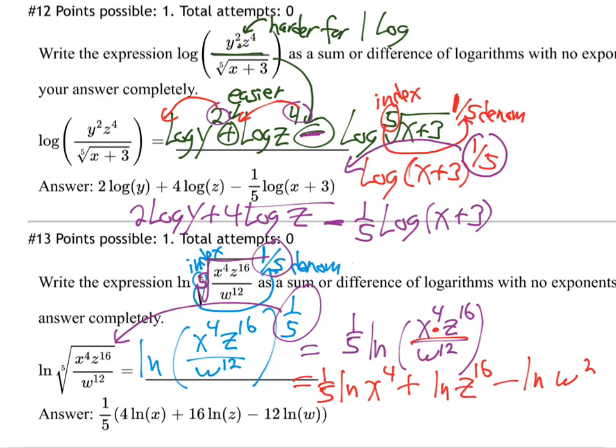Or, I'm sorry, w to the 12th. I didn't see that little 1 there. W to the 12th. Now, there's one mistake I'm making. I got to put parentheses around all this.